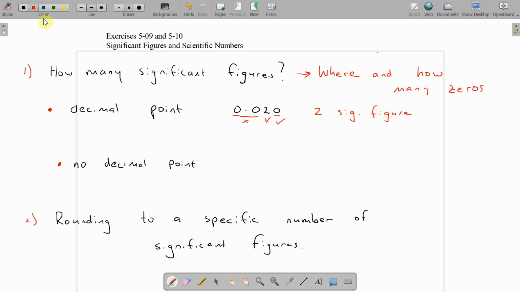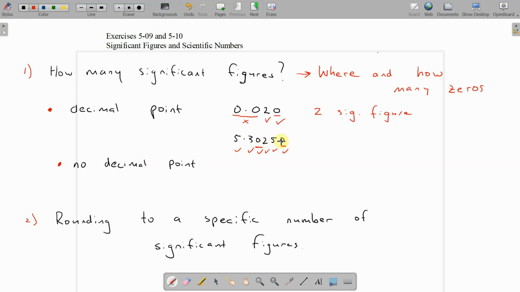And also another one, 5.30250. Okay, there's no zeros at the beginning, so don't need to worry about them. But there is one in the middle and there is one at the end. So we count both of those. One in the middle, one at the end. So decimal point numbers, count the zeros at the end. So you count this and this, plus all the other numbers that are not zero.